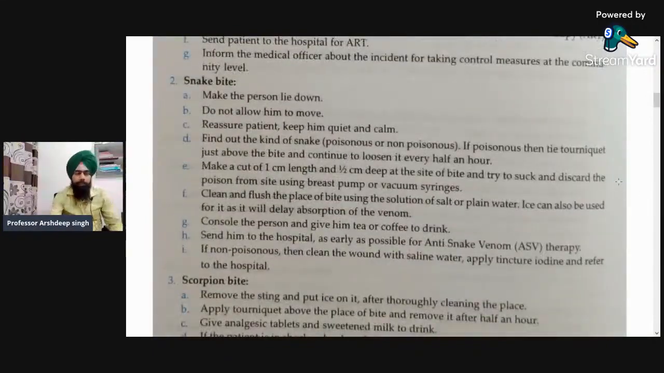That is the bite from a snake, and that can be lethal. It can cause death of the patient. Next, the snake bite management: make the person lie down. Do not allow him to move.